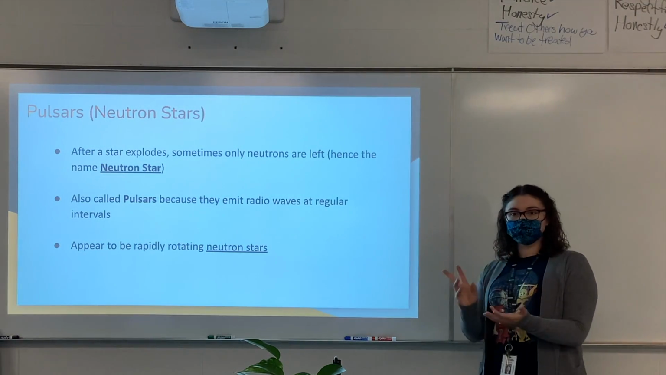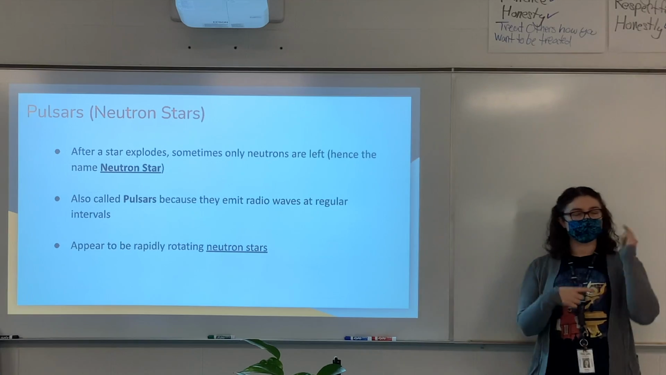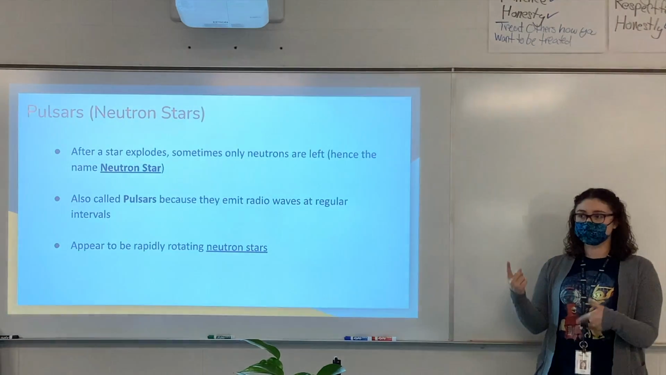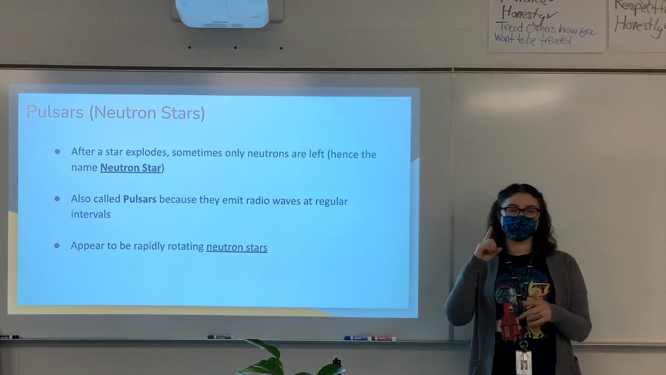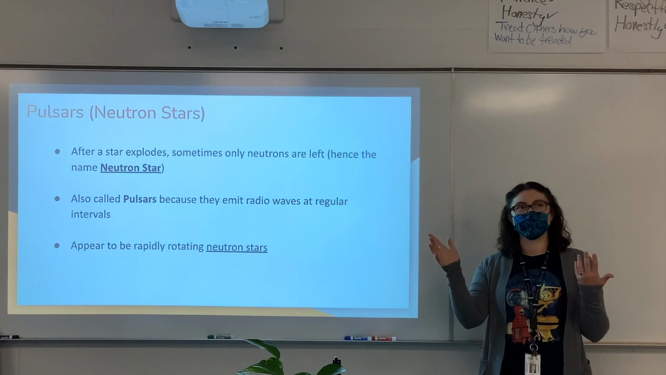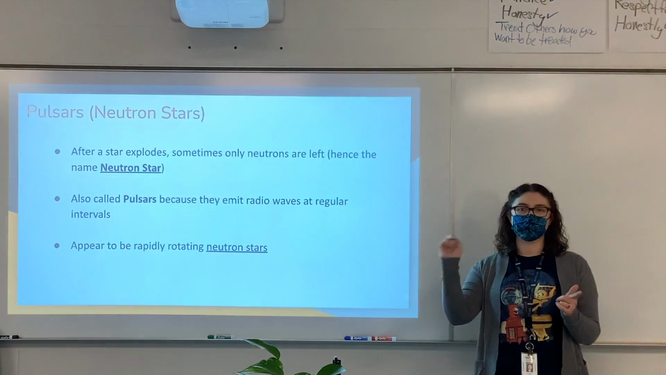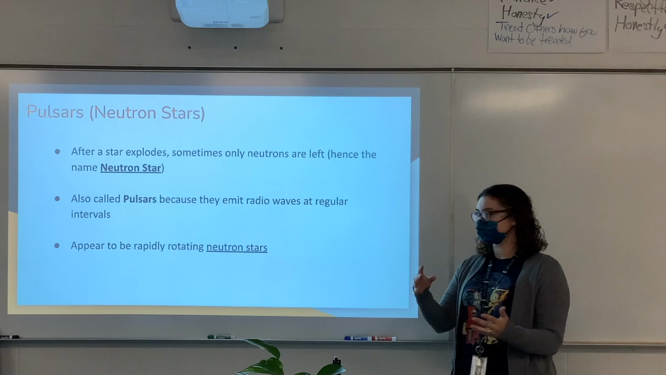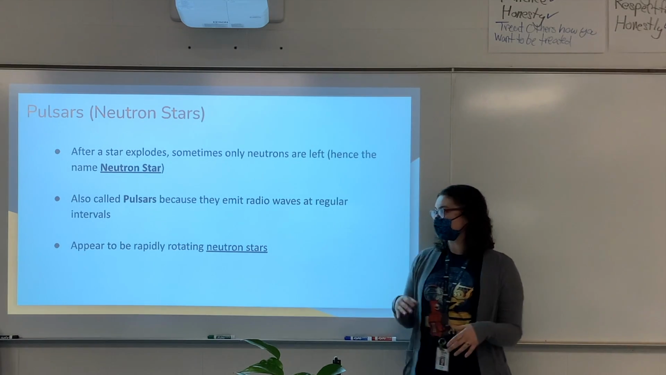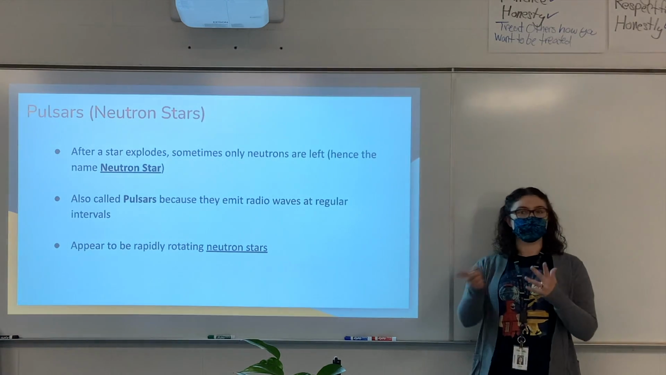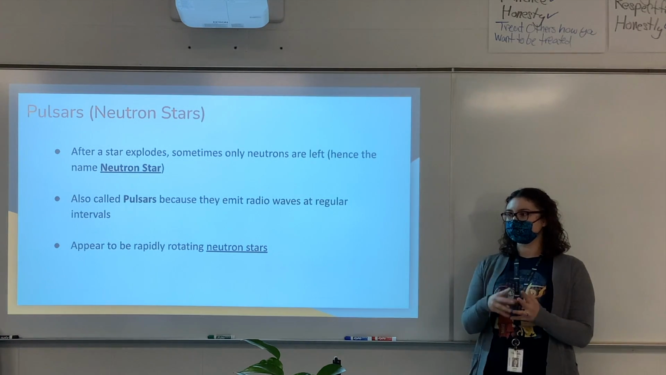And a lot of neutron stars actually emit pulses of radio waves at regular intervals. So they almost act like a lighthouse, where we pick up their little beacon or flash of radio waves every so often. And those type of neutron stars are called pulsars. And we think that a pulsar is just a really rapidly rotating neutron star.